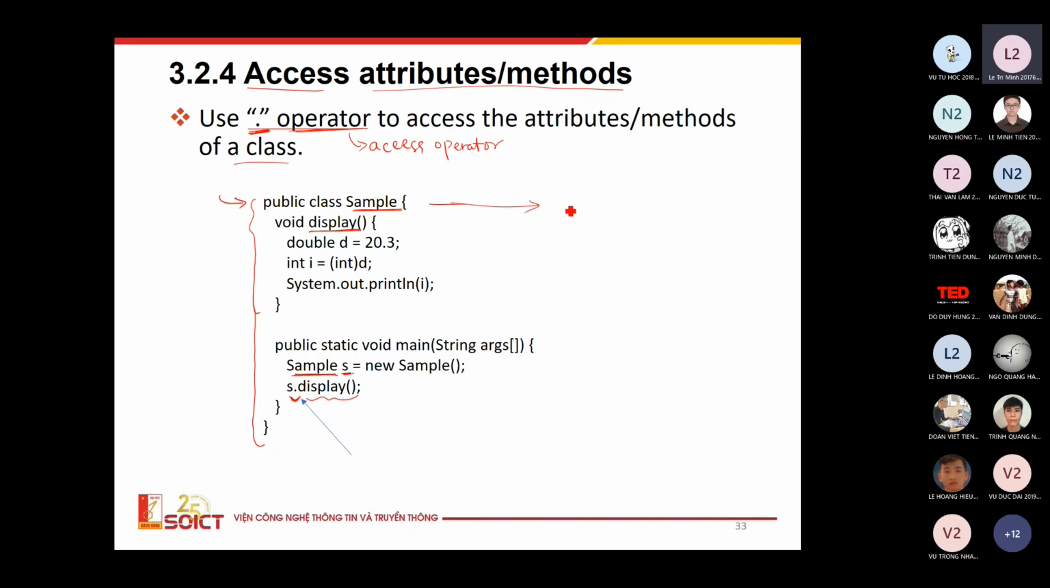Line by line, okay. Cái này khởi tạo ra một class sample này, rồi khai báo một hàm display mà trong đó truyền vào các biến double D và Y, rồi xong rồi nó print ra biến Y đấy.